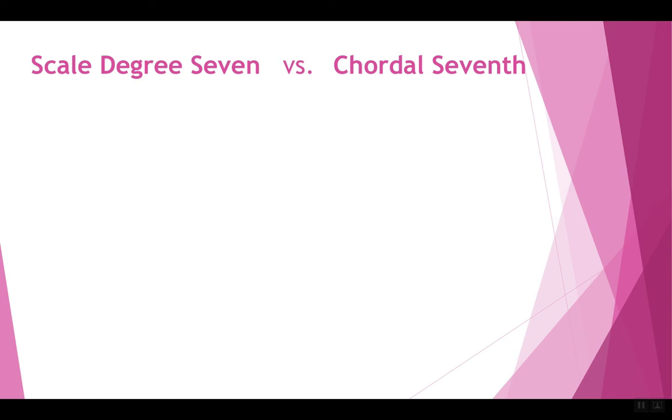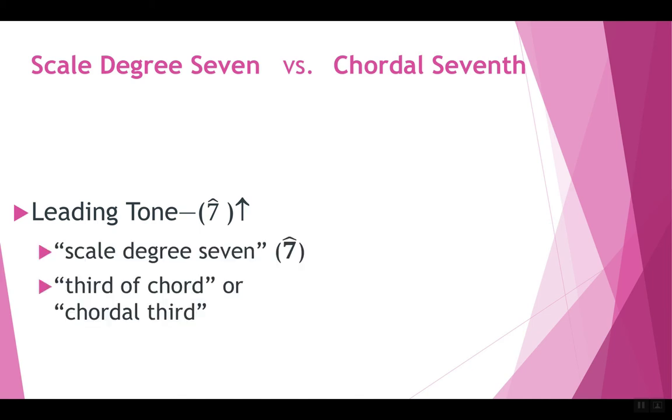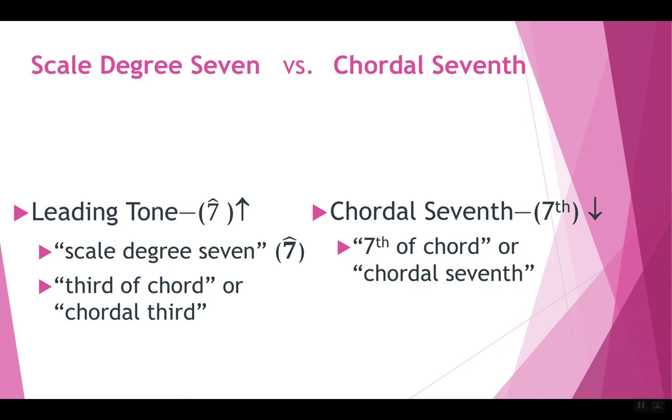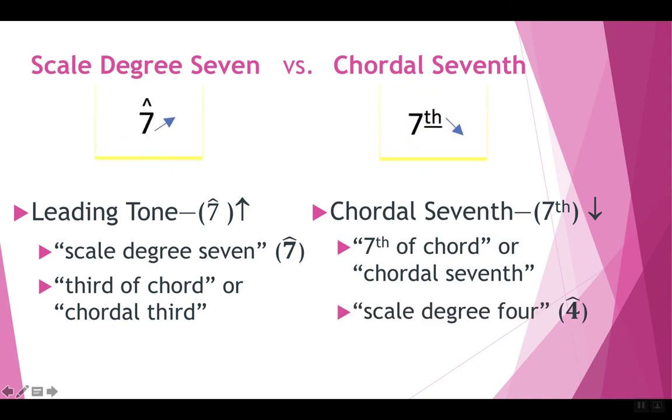Okay, scale degree 7 versus chordal 7th. This is just to clarify these two terms. I know these words are really big. I apologize for that. So, leading tone, scale degree 7. And it's the third of the 5-7 chord, or the chordal third. The chordal 7th, so right, we're talking about two different kinds of 7s. The leading tone is scale degree 7. The 7th of the chord is a completely different note. The 7th of the chord, or the chordal 7th, is scale degree 4.